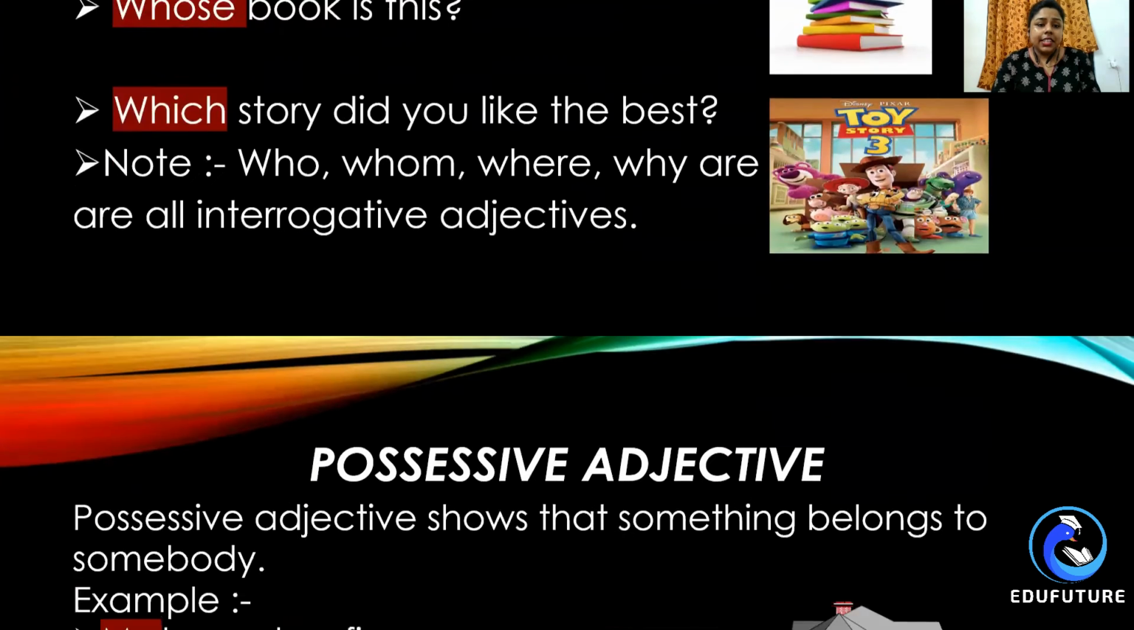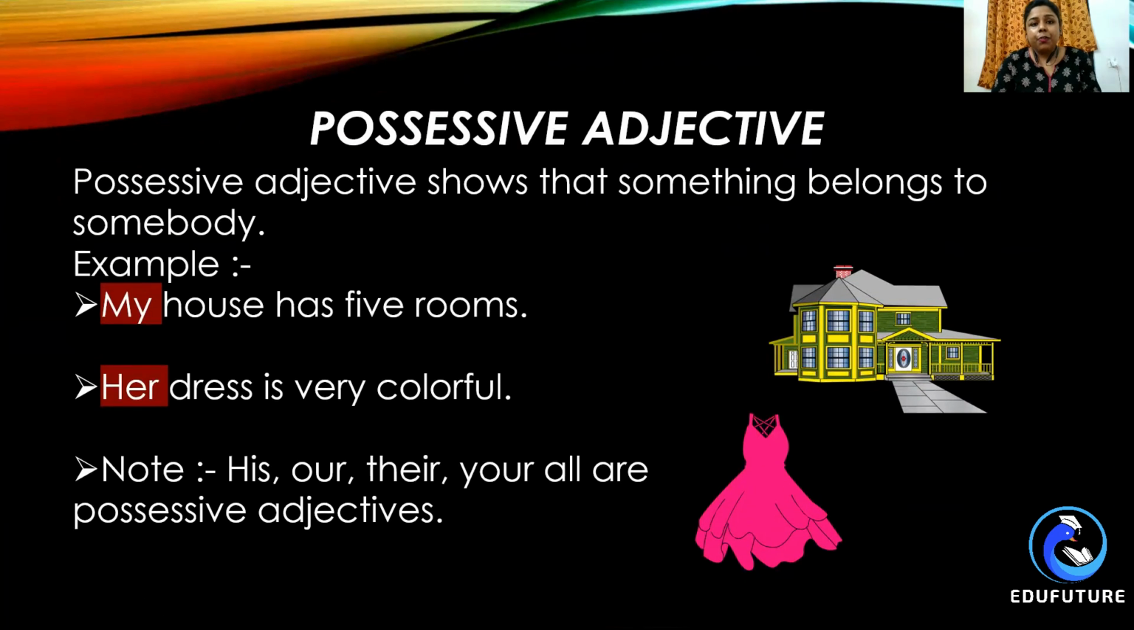Coming to the next slide and the last one of the topic adjective, we talk about the possessive adjective. These are adjectives that show that something belongs to somebody, means it is the possession of somebody. For example, my house has 5 rooms. I'm talking about my house. That means my house has 5 rooms.